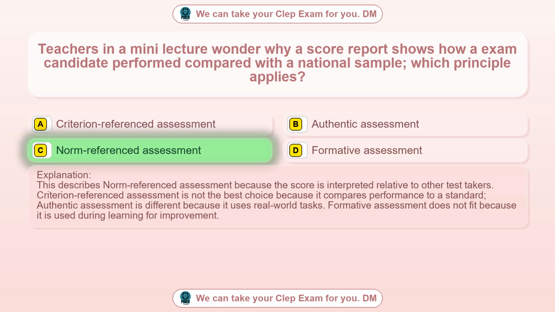This describes norm-referenced assessment because the score is interpreted relative to other test takers. Criterion-referenced assessment is not the best choice because it compares performance to a standard. Authentic assessment is different because it uses real-world tasks. Formative assessment does not fit because it is used during learning for improvement.